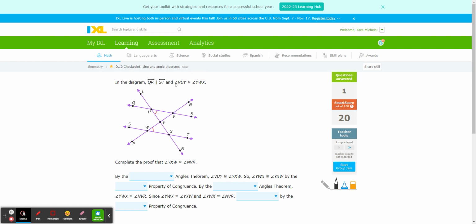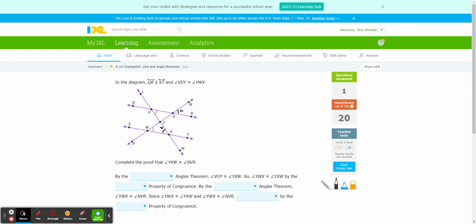All right, and angle VUY is congruent to VWX. So the two they marked in red there. We're trying to prove that YXW, so we're trying to prove that this angle is congruent to NVR. So we're trying to prove that these two angles are congruent. That's what we're trying to prove, just so we know where we're heading.